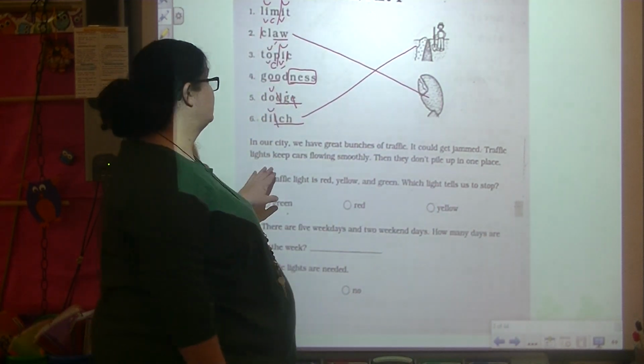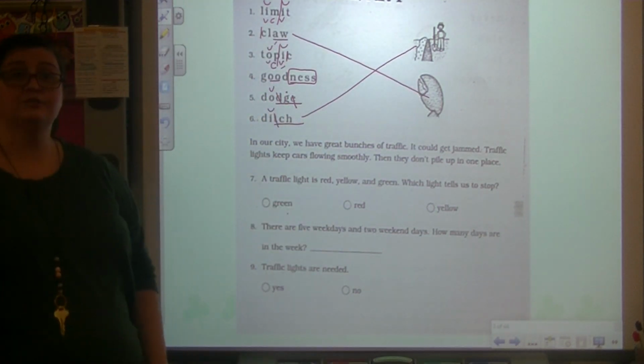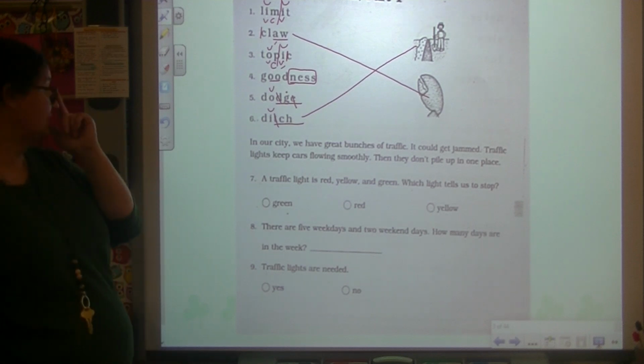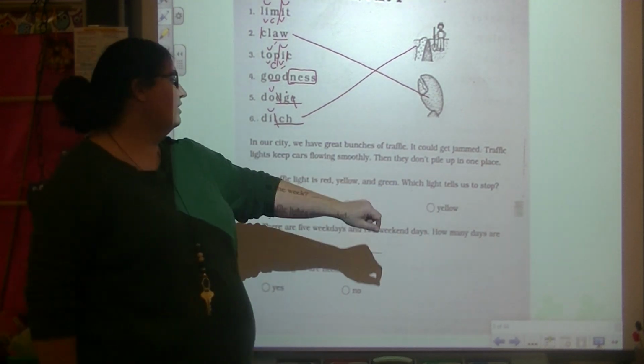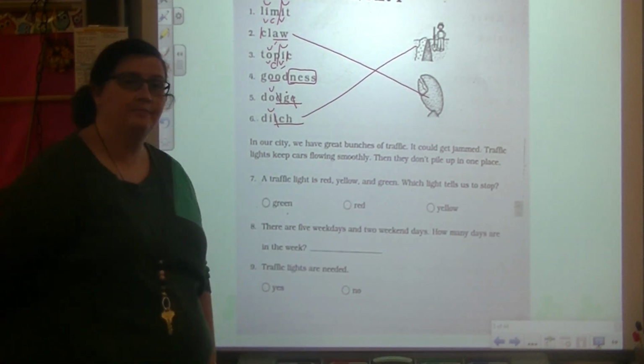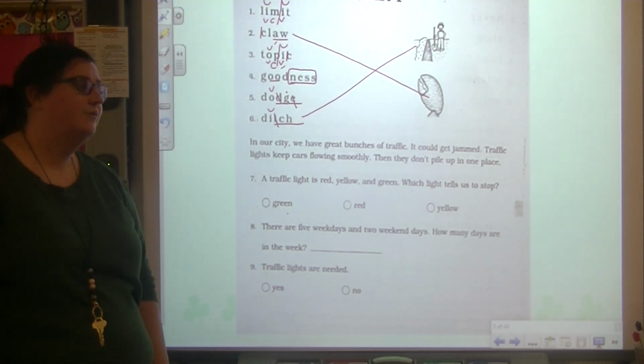All right, guys, does it tell you in the passage the answer? No, you're using your prior knowledge, what you already know. So which light tells us to stop? Green, red, or yellow? Red.